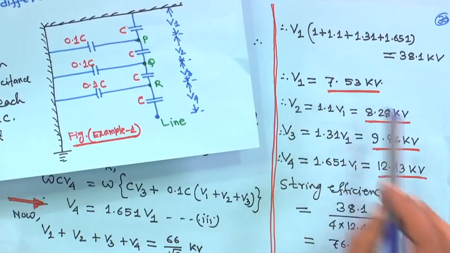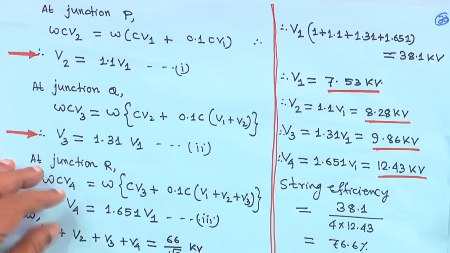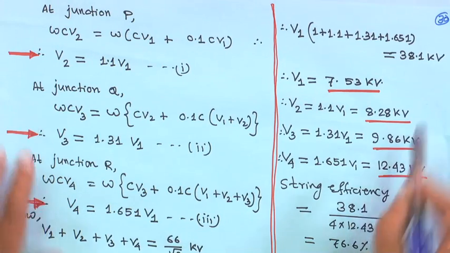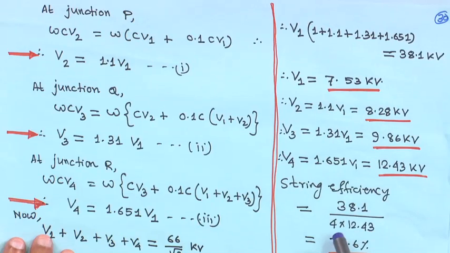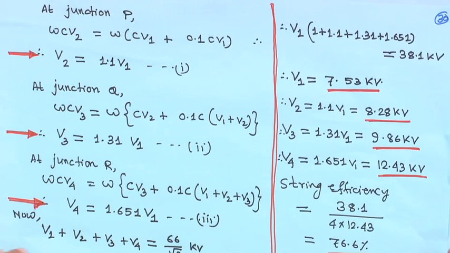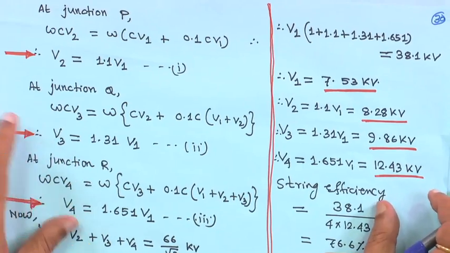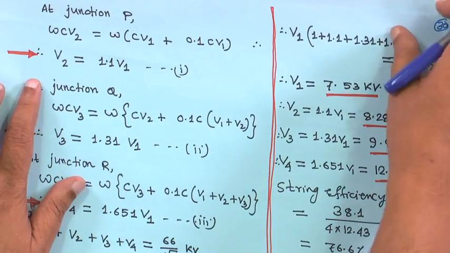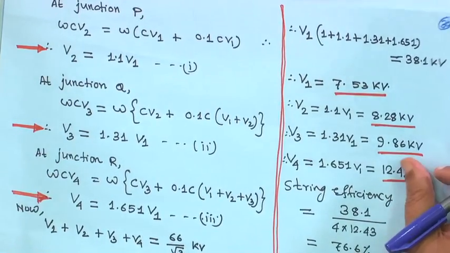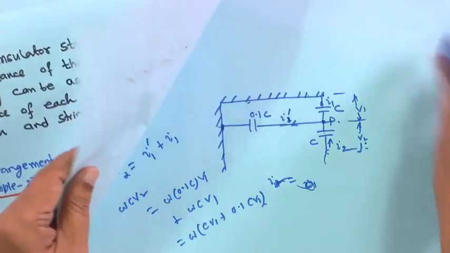So, this has the higher voltage, and for string efficiency, the total voltage is 38.1 kV, and the total number of discs is 4. So, it is N, which is 4, into 12.43. So, it is 76.6% string efficiency, right. So, this is how one can calculate. I hope you have understood this numerical. Now, second one, just hold on.